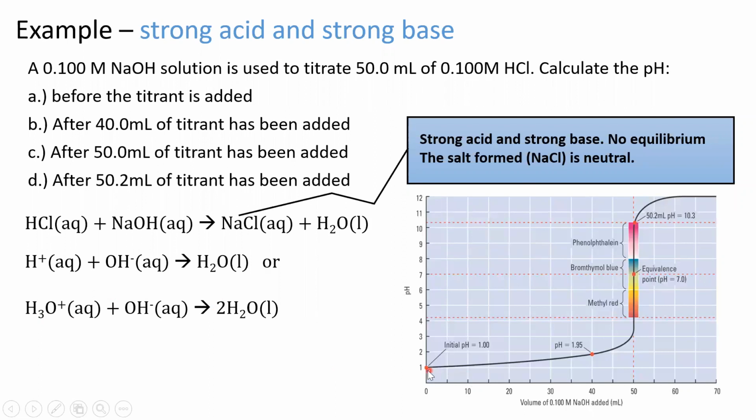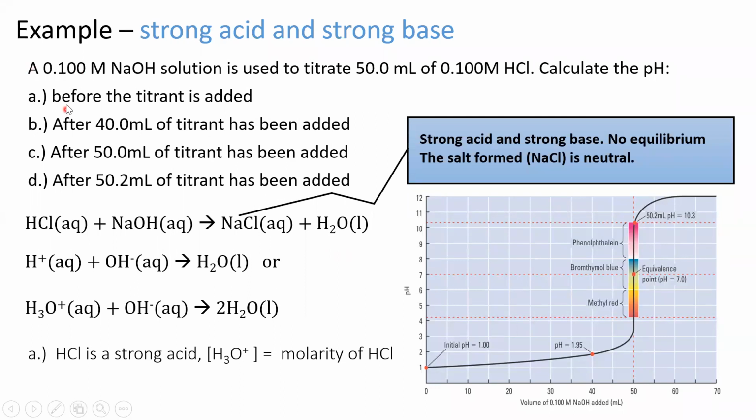And again, we're going to look before the reaction starts. So that's this point here. After we add 40 milliliters of sodium hydroxide, after we add 50 milliliters of sodium hydroxide, and then after we add, and it's not really on here, but, oh, here it is, after we add 50.2 milliliters of sodium hydroxide. So let's take a look at the math.